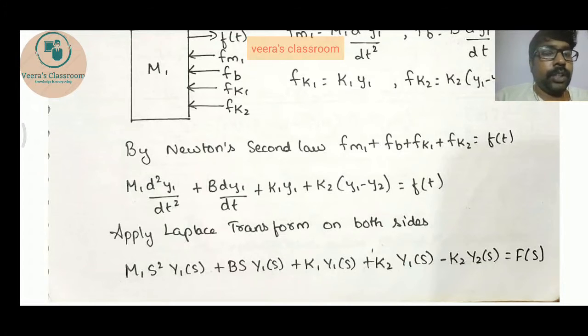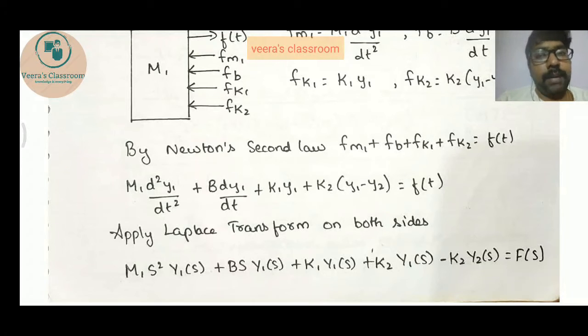We will move on to the third term, that is k1 y1, which is done Laplace transform, so it is k1 into capital Y1 of s. So when you are doing it for the last term, that is k2 into (y1 minus y2), that is k2 Y1 of s minus k2 Y2 of s equal to F of s.